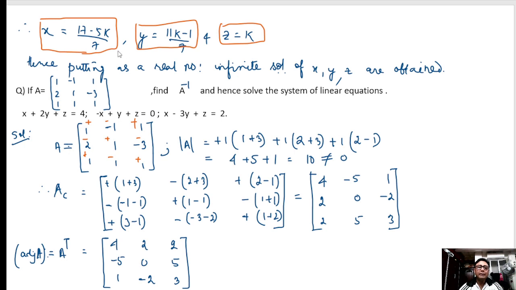Now if I take K, K is what? K is a real number. That means you can choose k as any value, keep putting, so you will keep getting infinite solutions of xyz. Infinite solutions of xyz. Clear? This is how you solve this type of sum. Next, let us move ahead and see the next sum.